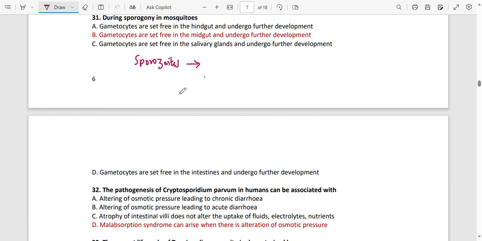I didn't get that. Would you say that again? They are going to convert into a merozoite, isn't it? Okay.